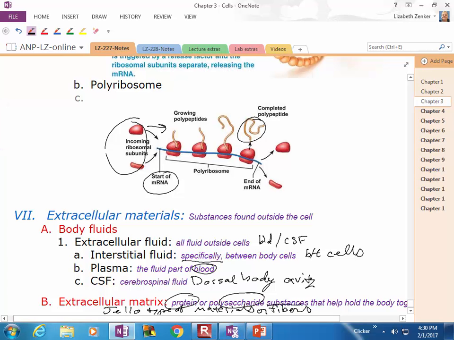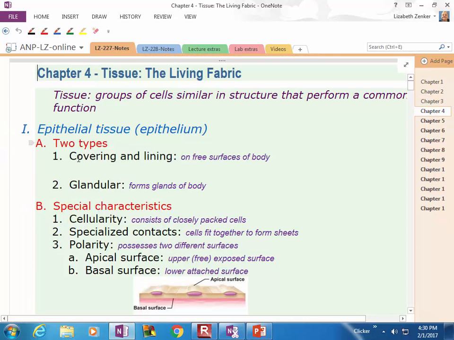All right, let's bring up chapter 4. So chapter 4, tissues, the living fabric. So hopefully some of this will be a little bit of a review. You guys also now have your lab manuals, finally came in yesterday. So make sure you get over there and pick them up if you didn't already. And this will also make more sense in your lab manual, having this lecture going along with it.